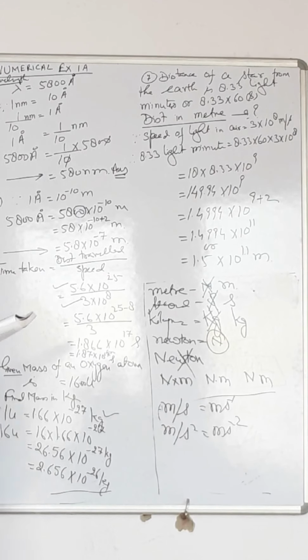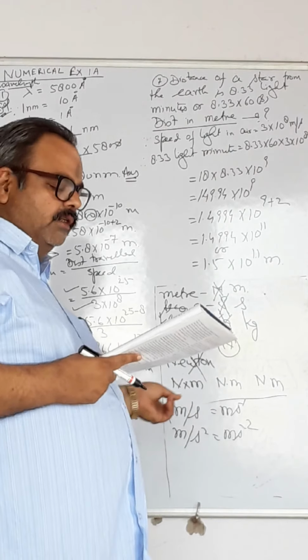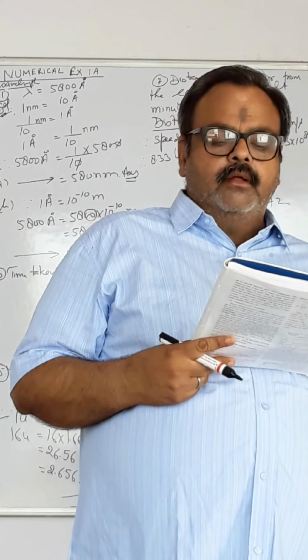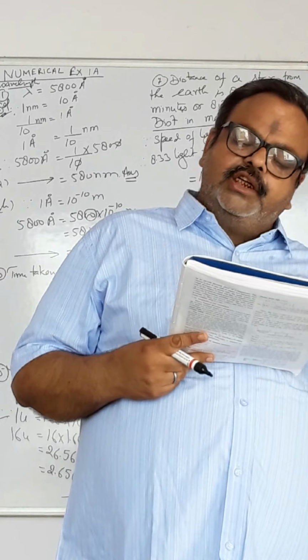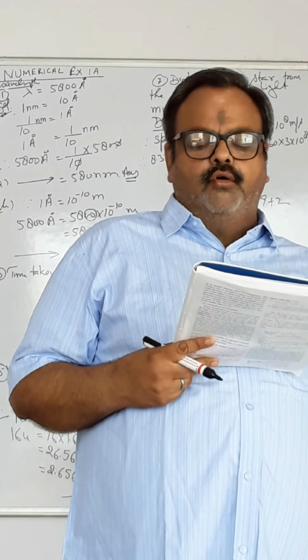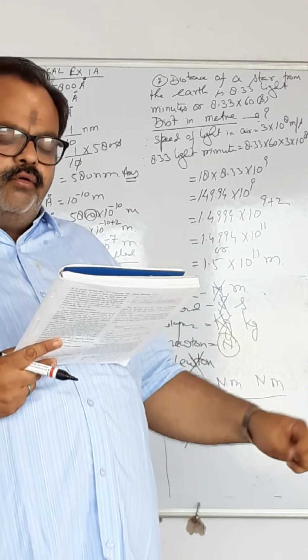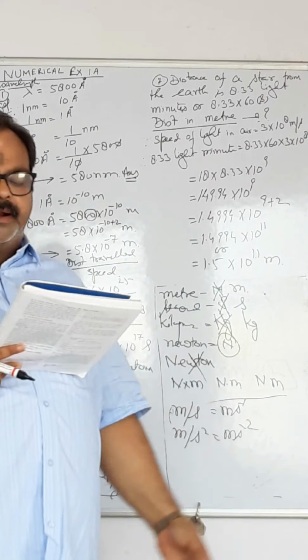Now, the sixth one is for your homework. Question number 7. I am doing odd number questions, even ones you have to try. If you won't be able to, I will do it. All of you will try the even number questions, I will do the odd, so you will also have practice.